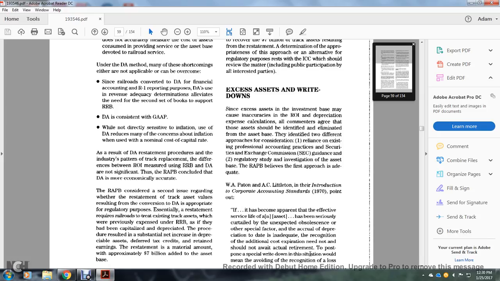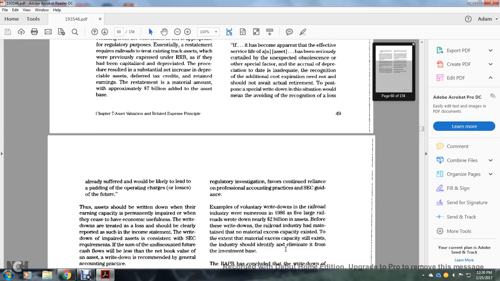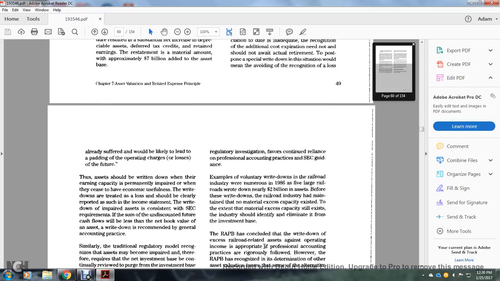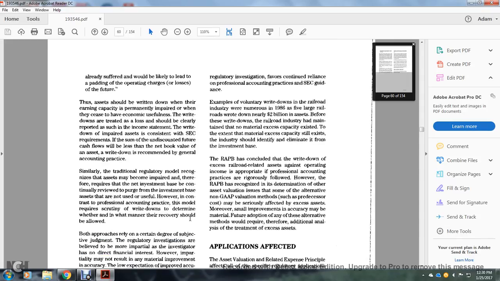A special write-down in this situation would mean avoiding the recognition of a loss already suffered, which would least likely be charged as an operating charge for losses of the future. Thus, these assets should be written down, whether the earning capacity is permanently impaired or not, in these cases for the economic useful life. The write-down should be treated as a loss and clearly reported in the income statement.